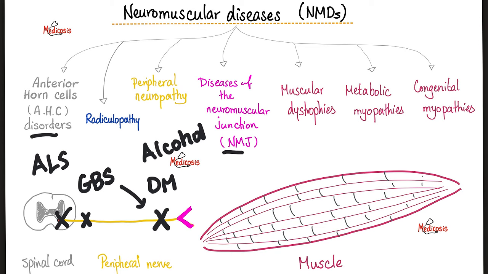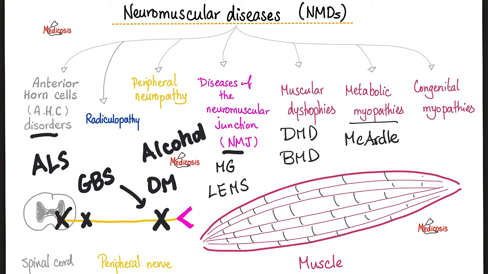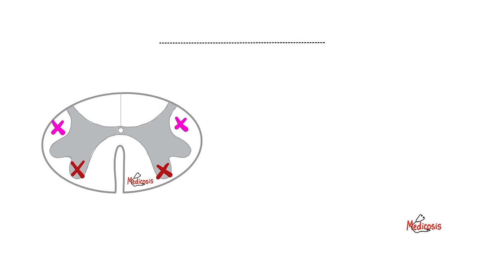Then we have diseases of the neuromuscular junction. These include myasthenia gravis and Lambert-Eaton myasthenic syndrome. Then we have the muscular dystrophies, including Duchenne muscular dystrophy and Becker's muscular dystrophy. Metabolic myopathies are many. A famous one is McArdle disease, which is a glycogen storage disease. Congenital myopathies are many, and they include the inherited mitochondrial disorders. Does anyone remember the ragged red fibers? So what disease is this?